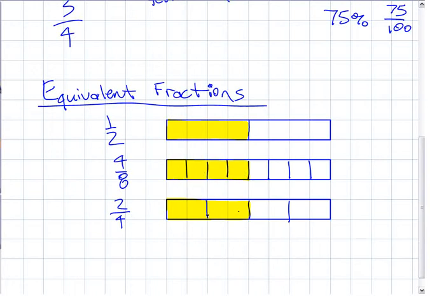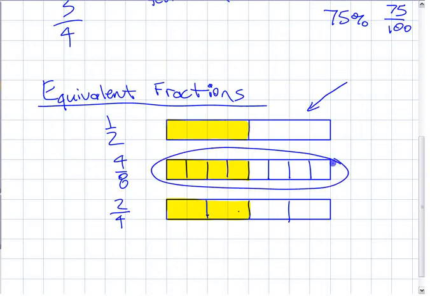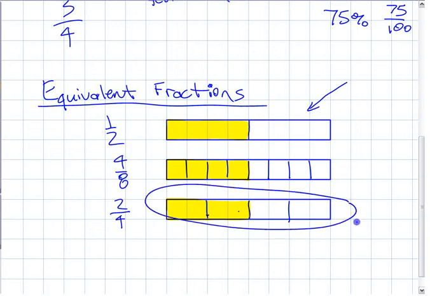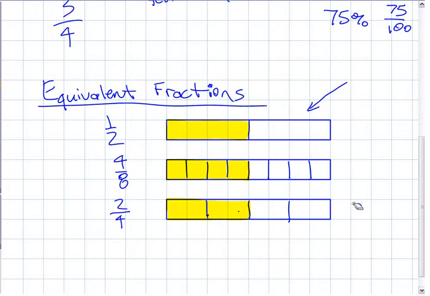Not that you buy pizzas that are that shape, but if you ordered a pizza and you cut it into 2 equal pieces and you ate one of those pieces, or if you ordered a pizza and cut it into 8 pieces and ate 4 of those pieces, or if you cut it into 4 pieces and ate 2 of those pieces, you've eaten the same amount of pizza regardless, right?